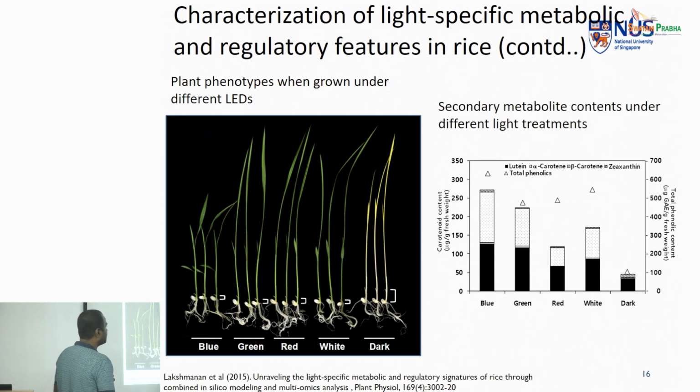So, in order to understand this, we also measured the intracellular secondary metabolite concentrations. Particularly, we focused on the terpenoids, carotenoids. Different types of carotenoids actually varied. For example, blue had the maximum accumulation of carotenoids, and red had the least amount of carotenoids. I'll tell you why this differentiation occurs in the later slides.